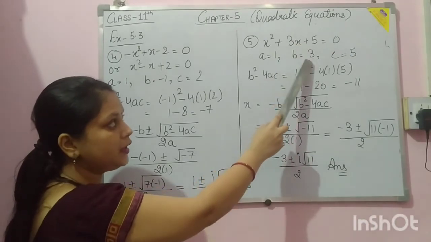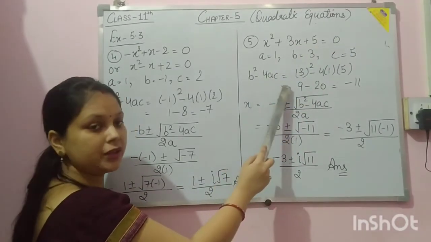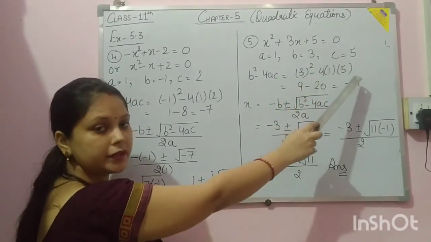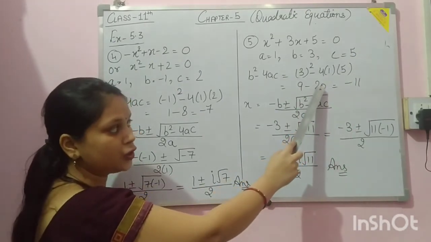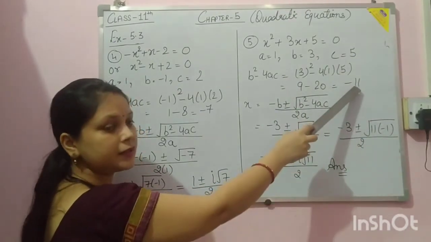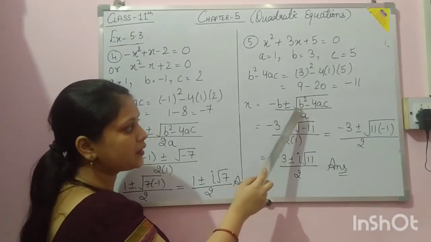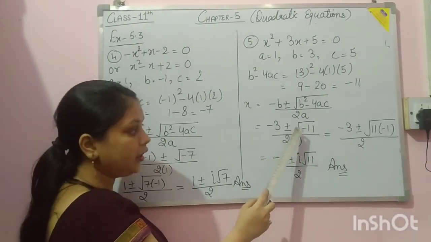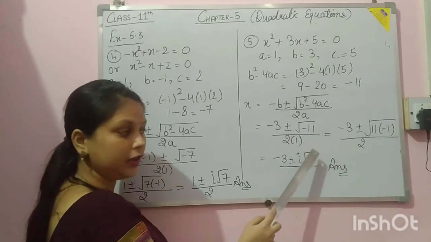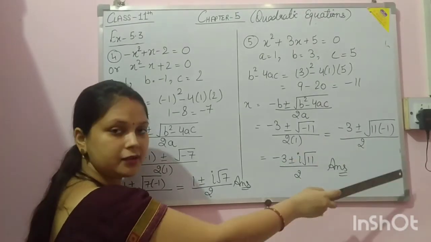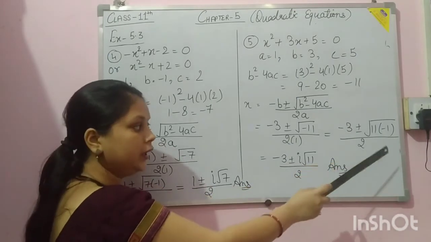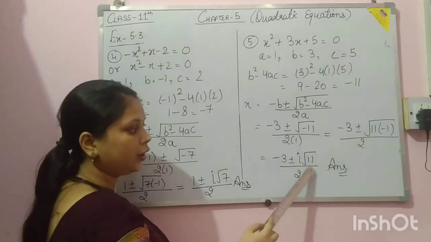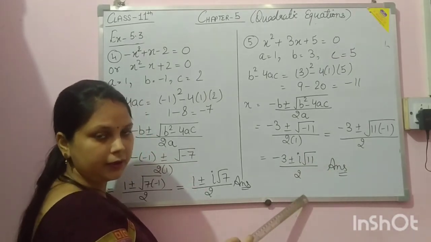Now a is 1, b is 3 and c is 5. So b square minus 4ac will be, b square means 3 square minus 4 into a is 1 and c is 5. 3 3s are 9 and 4 5s are 20. 9 minus 20 is your minus 11. So the roots will be minus b plus minus under root b square minus 4ac upon 2a. Minus b means minus 3 plus minus under root minus 11 upon 2 into 1. Again minus 11 can be written as 11 into minus 1. Minus 1 under the root is your iota. Take the iota out of the root, minus 3 plus minus iota under root 11 upon 2 is your answer. Clear?